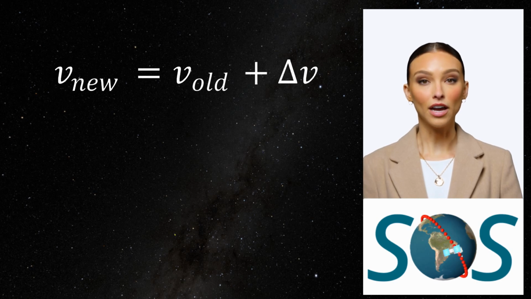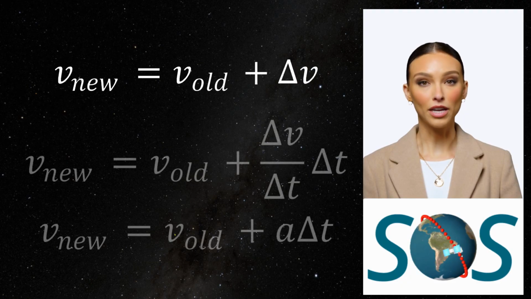First, the new velocity is equal to the old velocity plus any change in velocity, delta v, since the last time it was calculated. I show this in equation form on my right. But acceleration, a, is the change in velocity divided by the change in time. Therefore, we can rewrite the previous equation like I now show.